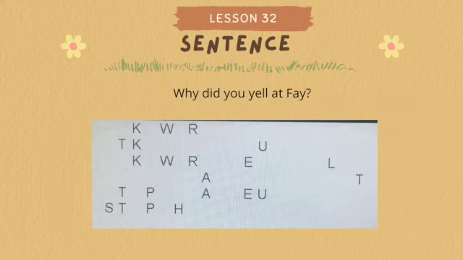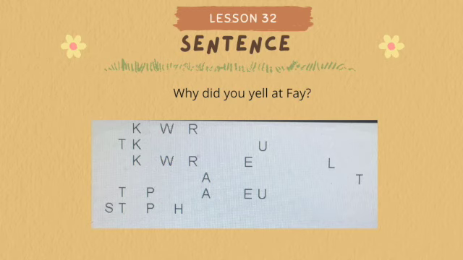Okay, let's proceed to the sentence. We have here the first sentence. "Why did you yell at Faye?" Again, applying the Y, that's initial Y or the initials KWR. "Did you," that's a phrase. Then we have "yell" and then "at" and then "Faye." This is a name, so we have to capitalize the first letter of the word, and then we have a question mark.